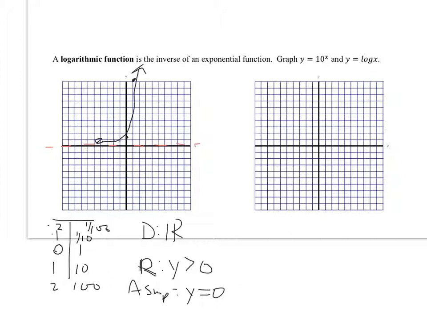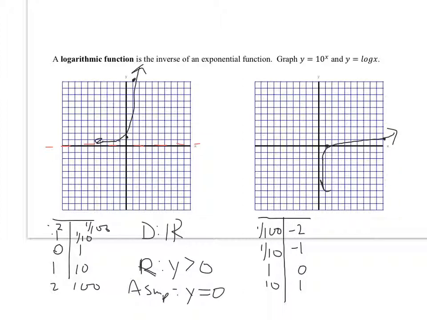So now I have my log. I'm going to graph my log of x right here. Log is the inverse. Remember, it's the inverse of this. Now we can find this table on our graphing calculator, or we already have the table to the left. And remember, the input of the original is the output of the inverse. So I'm just going to flip-flop these numbers. So 1 over 100, negative 2. 1 over 10, negative 1. 1, 0. 10, 1. And I'm going to plot those points.